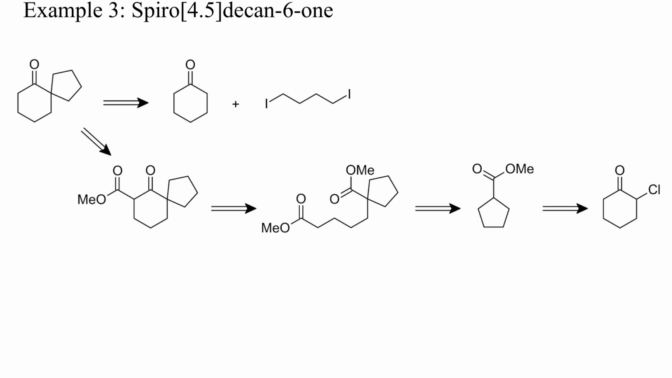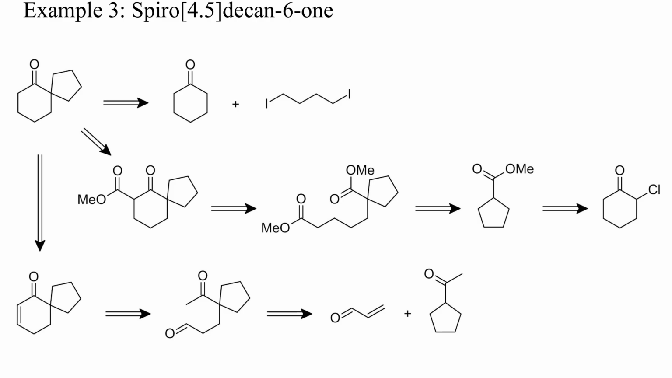Instead of just cleaving bonds, we may also add auxiliary functional groups during a retrosynthetic analysis. For example, the target product should be accessible by decarboxylation of a ketoester, available by Dieckmann cyclization. The required diester can be prepared by alkylation of methyl cyclopentane carboxylate, which in turn is made from chlorocyclohexanone by Favorskii ring contraction. This synthesis is, however, too long if compared to the direct alkylation of cyclohexanone.